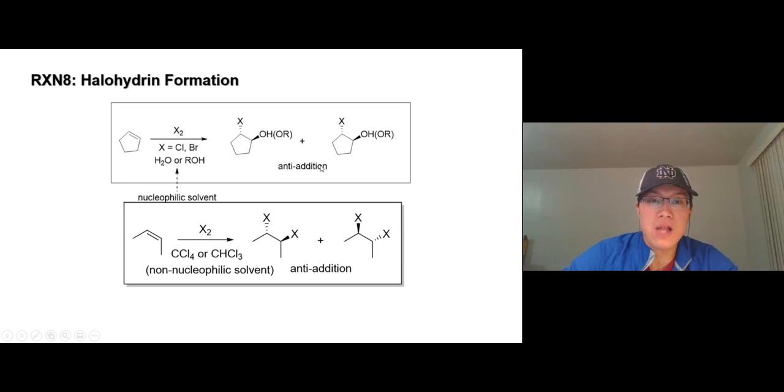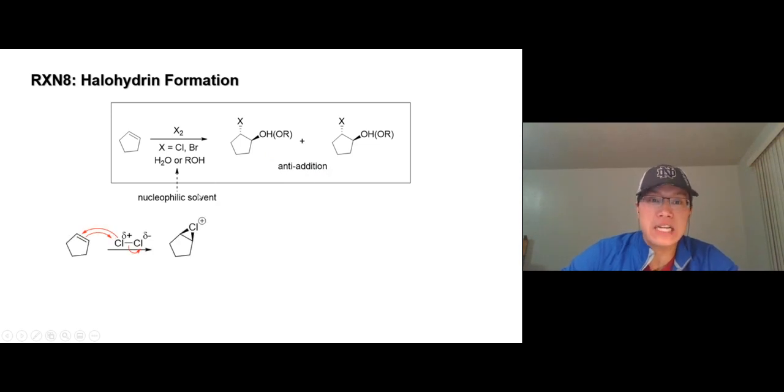Let's take a look at what's going on. The first step, let's say you add chlorine, you get a chloronium ion. You add bromine, you get a bromonium ion. Now, solvent means the majority of molecules are solvent, running around everywhere. So instead of chlorine coming to attack, we have much less solute than solvent, and the solvent is going to compete.